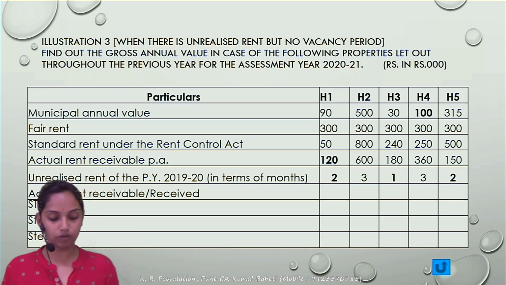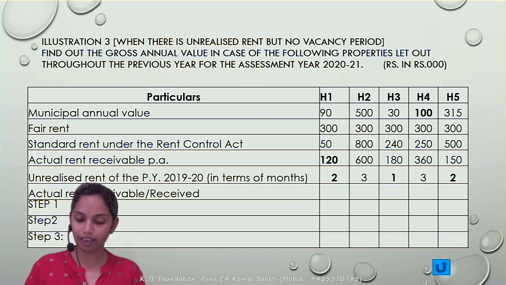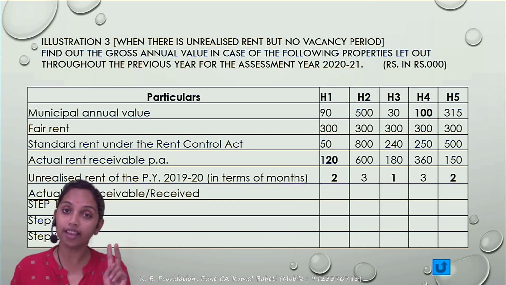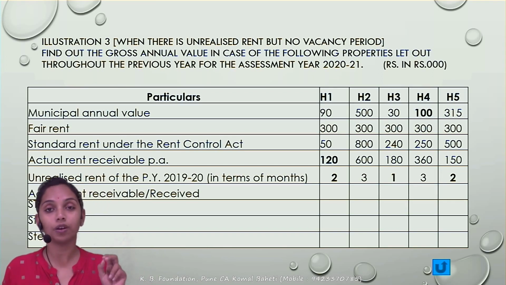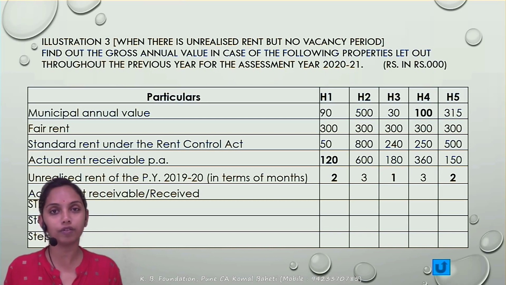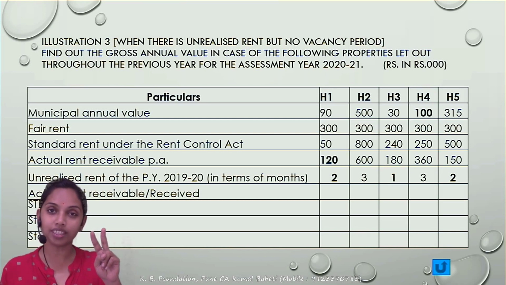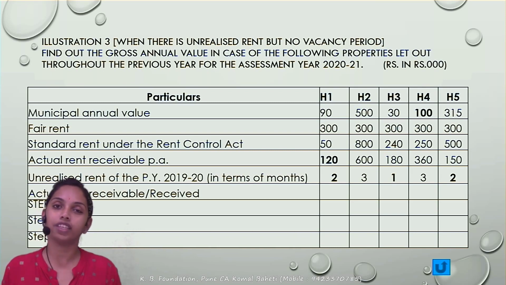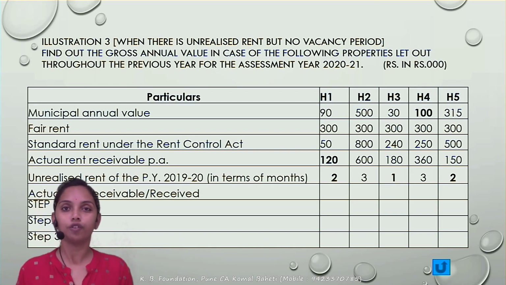So in this question, what has been given? The municipal value, the fair rent, the standard rent, all these figures are annual. We won't be taking them for part of the year. कब part of the year लिया जाता है? Only if he is the owner for part of the year or the property is not ready for the full year. Only in these two scenarios do we take the fair and municipal value for part of the year. For all other cases, we take these figures as a full year.